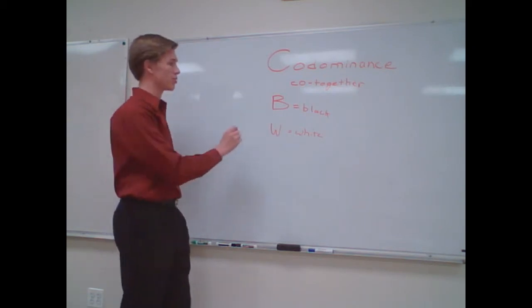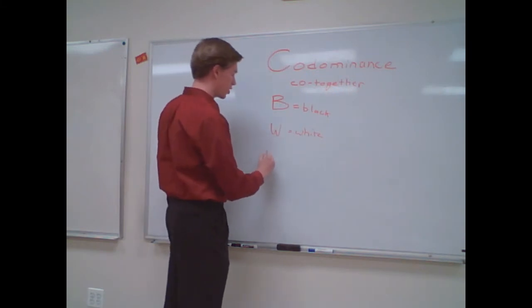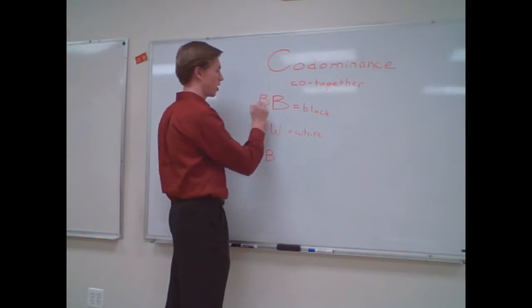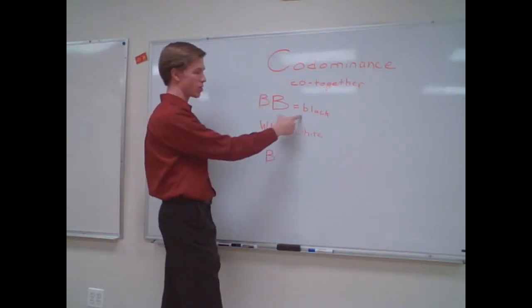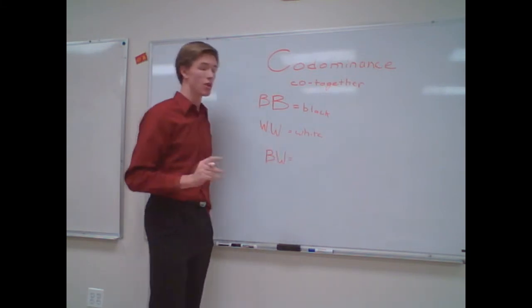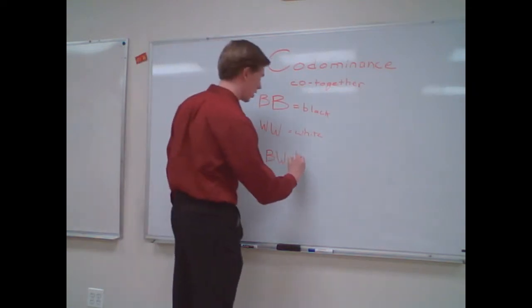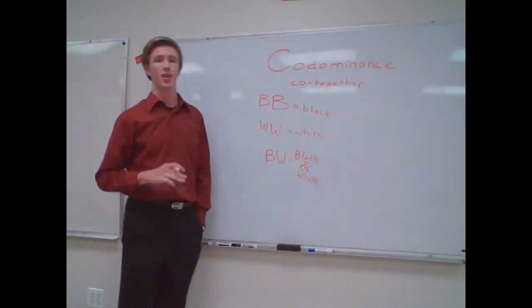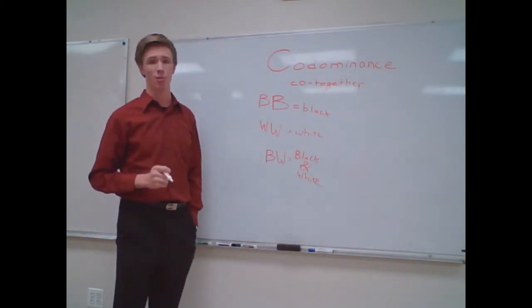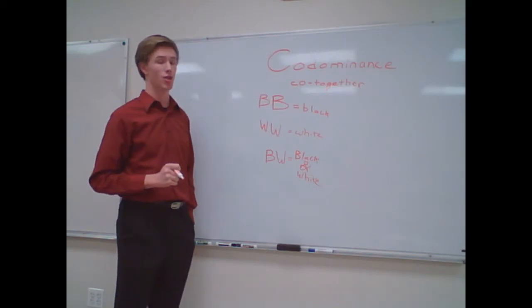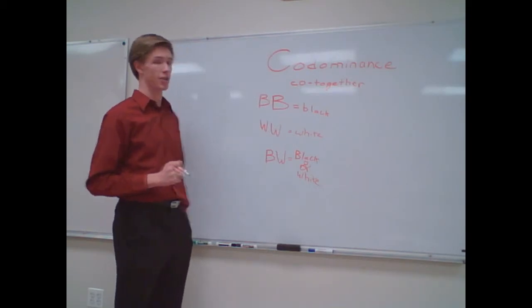In the case of codominance, when we have black and white, we'll do the full genotype up here. If you have two black alleles, we have a black chicken. Two white alleles, you have a white chicken. If you have one of each allele, you don't get a gray chicken, you get a black and white chicken. It's going to be spotted, and you can see the picture in the book, which we'll throw up here. There it is. Excellent. So, we've got a black and white spotted chicken.